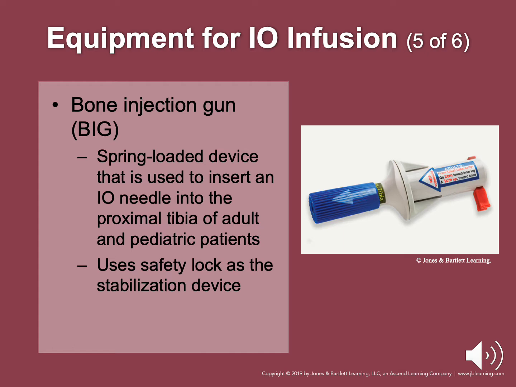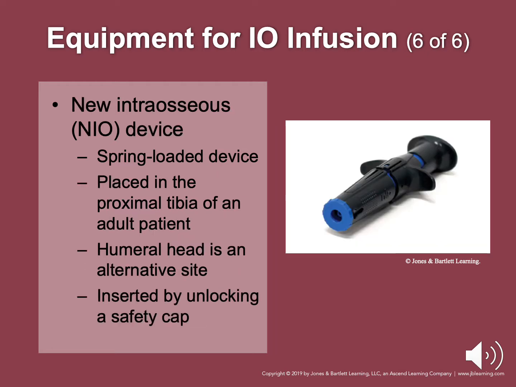The NIO device is a spring-loaded device placed in the proximal tibia of an adult patient. The humeral head is also an insertion site, so it's neither a drill nor a battery. It's inserted by unlocking the safety cap and applying downward pressure with the dominant hand. The fingers of the other hand are used to pull the trigger wings up to deploy the device. The device is pulled up in a rotating motion while the needle stabilizer is held against the skin. After insertion, the trocar is removed and any Luer lock tubing can be attached.